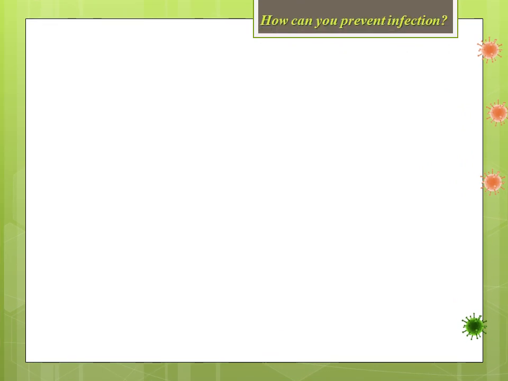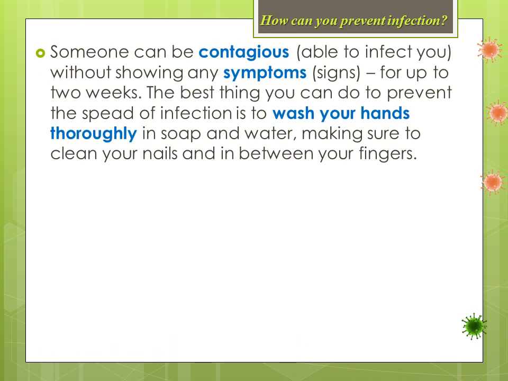Now, how can we prevent infection? Someone can be contagious, able to infect you. Contagious means able to infect you without showing any symptoms. Symptoms mean signs, for up to 2 weeks. The big thing we can do to prevent the spread of infection is to wash your hands thoroughly in soap and water, making sure to clean your nails in between your fingers.